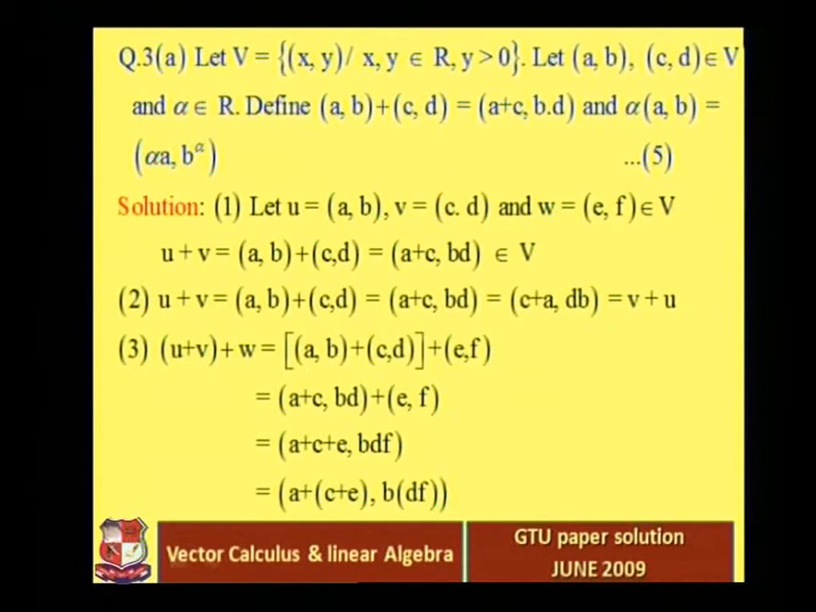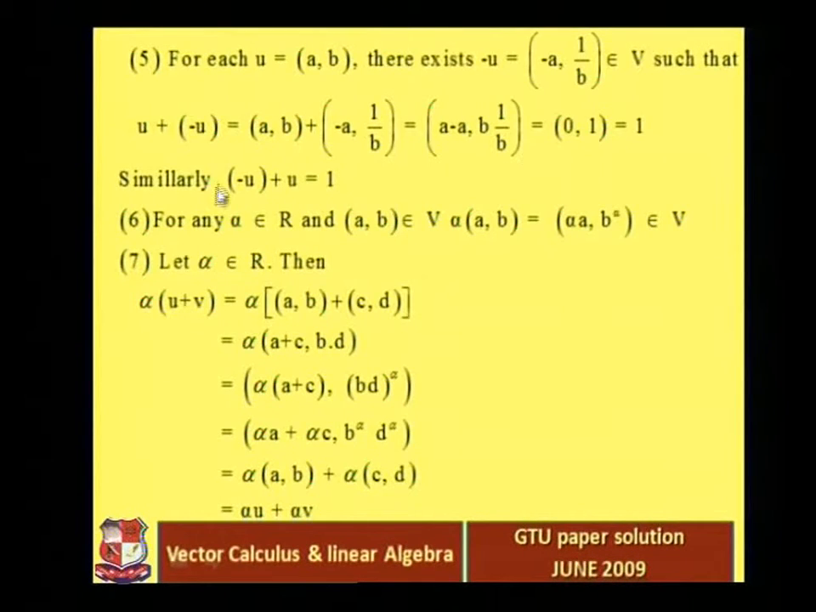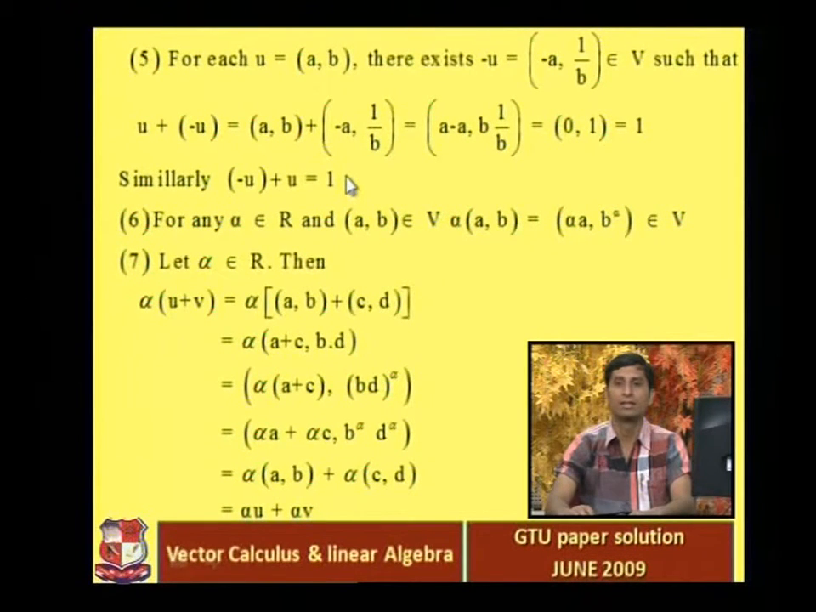(a, b) plus (c, d) is equal to (a plus c, b d). So when we add these two vectors, (a, b) plus (minus a, 1 upon b), that is equal to (a minus a, b into 1 upon b). That is equal to (0, 1), which is exactly our identity element 1. Similarly we can prove minus u plus u is equal to 1.